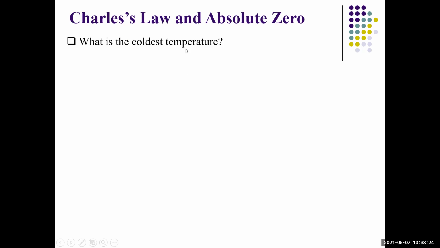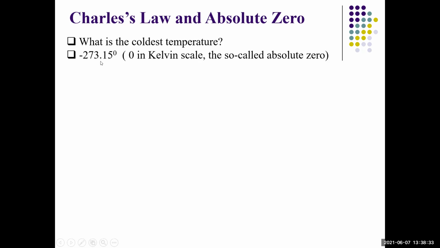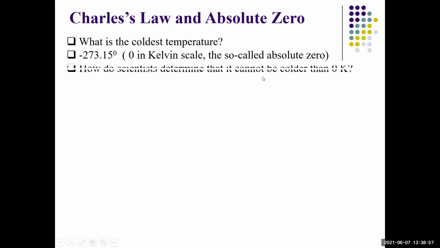What's the coldest temperature that you can think of? That is, the lowest temperature that we can have in the world. The answer is negative 273.15 degrees Celsius, or it's 0 degrees on the Kelvin scale, the so-called absolute zero. That means nothing in this universe could have a temperature lower than this number. So the question is, how do we know? How do scientists determine that it cannot be colder than 0 Kelvin or negative 273.15 degrees?